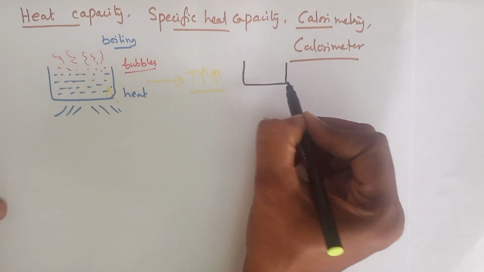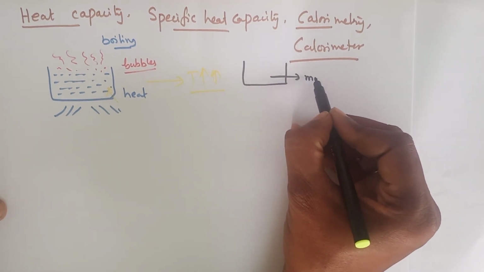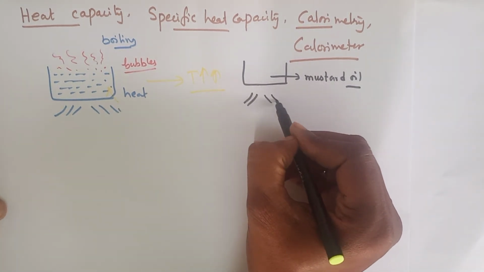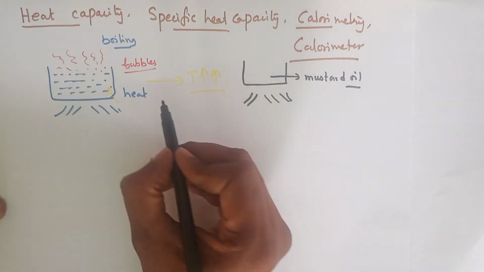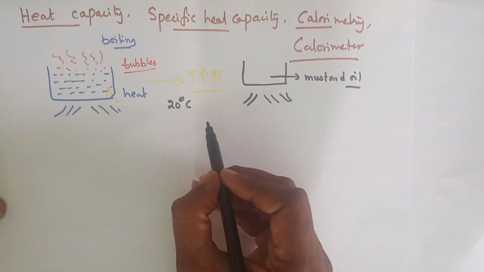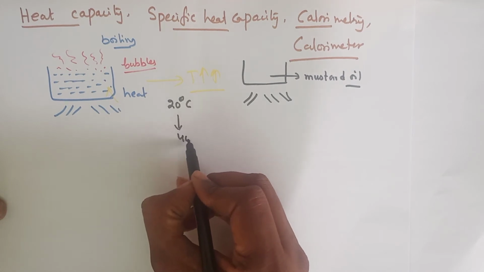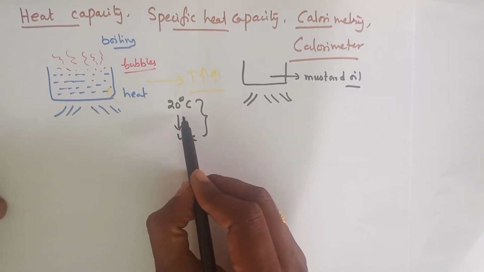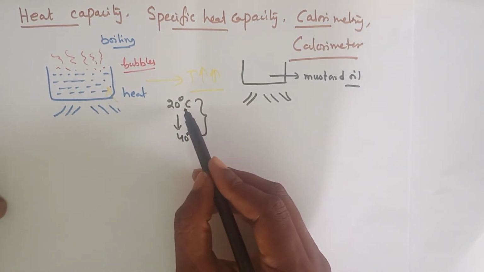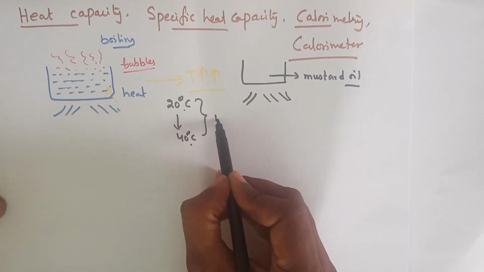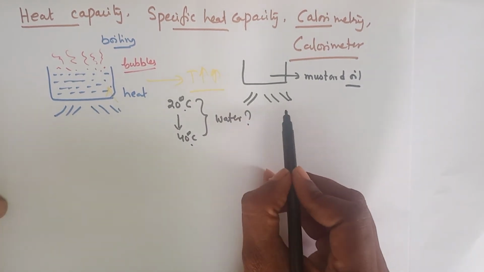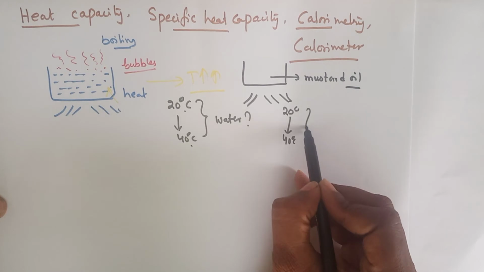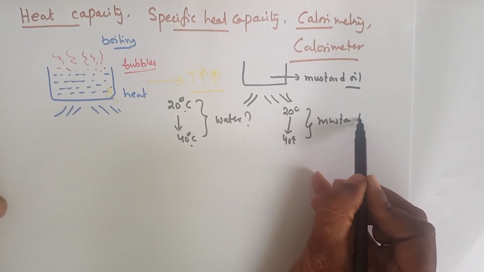Now coming to a liquid, let's change it to mustard oil, and heat it. Suppose initially they were at 20 degrees centigrade. You want to make it 40 degrees centigrade. What is the time taken to raise the temperature by 20 degrees centigrade, from 20 to 40 degrees centigrade, for water? And similarly, what is the time taken for mustard oil? Let us say another oil, not mustard oil.